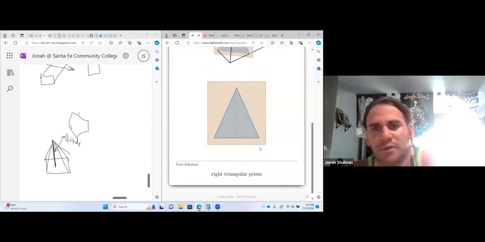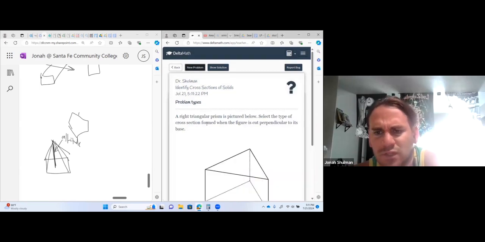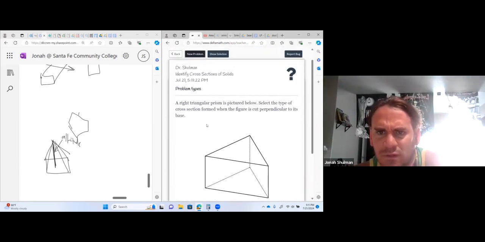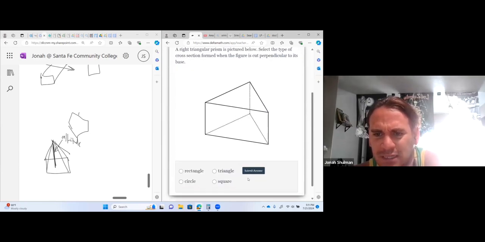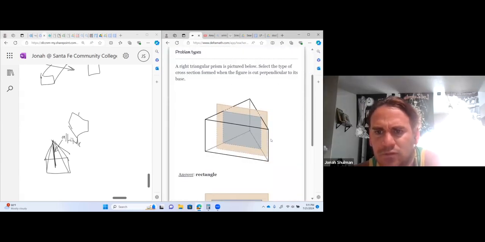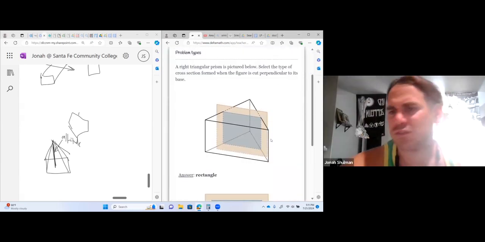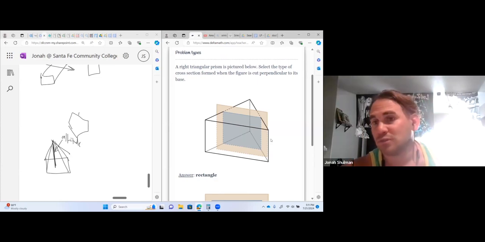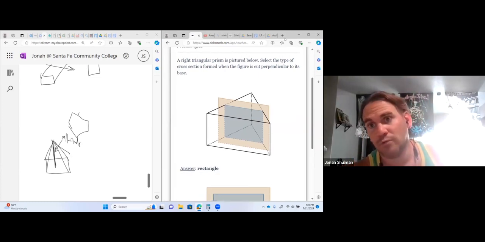So definitely try to visualize these. These are nice and tough. Perpendicular to the base. So there's the base, that's parallel. Perpendicular is up and down. I guess we're getting rectangles here. Yeah, so definitely take your time. It's hard to visualize it. You can use the poly pen and actually cut it. That'd be cool.